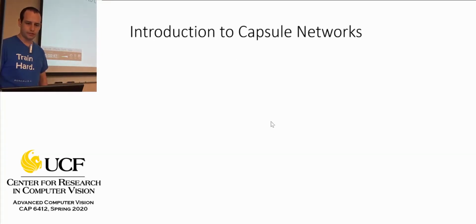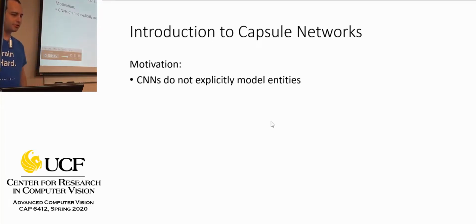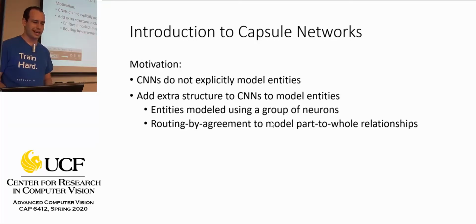So the introduction to capsule networks. The motivation behind capsule networks is that CNNs don't explicitly model entities. So what capsule networks do is they add extra structure to CNNs to model these entities. They do this by grouping the CNN activations together as a group of neurons, and these model different objects. Then routing by agreement is used for these different capsules, these different groups of neurons, to model part-to-whole relationships. So I'll briefly go over what routing by agreement is.